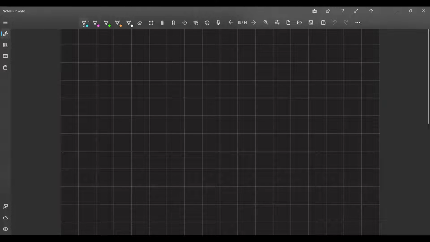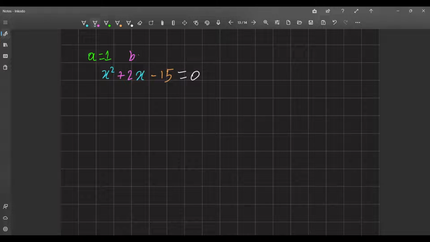First of all, I'll have x square plus 2x, sorry, it is negative 15 that I have here for the quadratic equation, and it all is equal to 0. Notice that we have here a is equal to 1, b is equal to 2, and c is equal to negative 15. The sign matters, so for c we have negative 15.